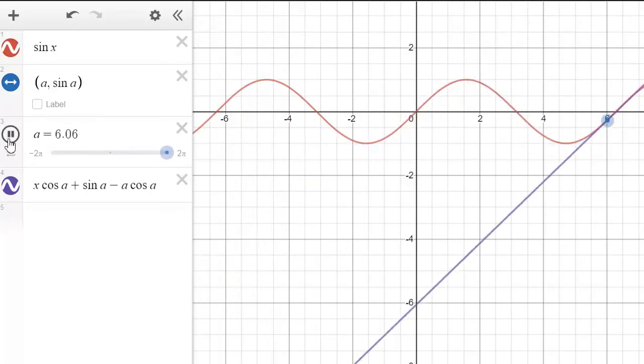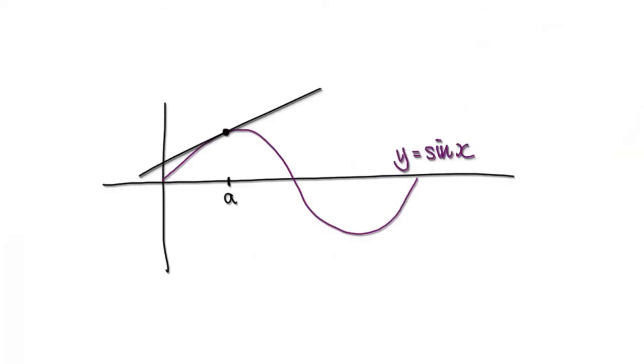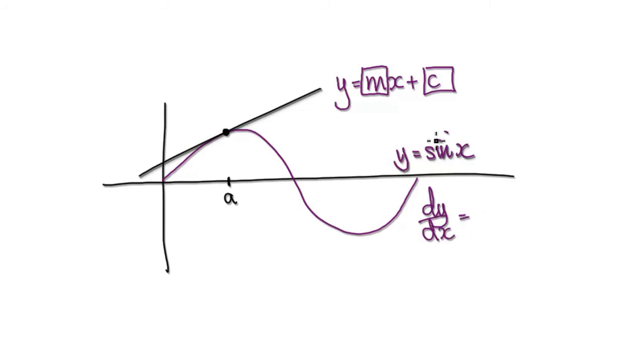Okay, so to come up with the equation of the tangent line, well, it's a straight line, so it's going to be of the form y equals mx plus c. So you need to know the gradient and you need to know the intercept. Here you've got your graph, y equals sine of x. If you want to know the gradient, then differentiate this. So dy by dx equals cos of x.